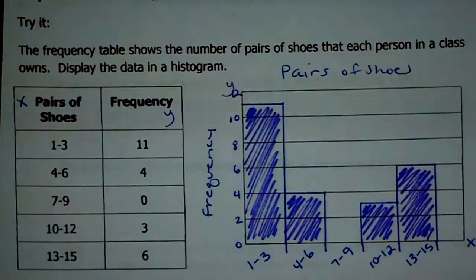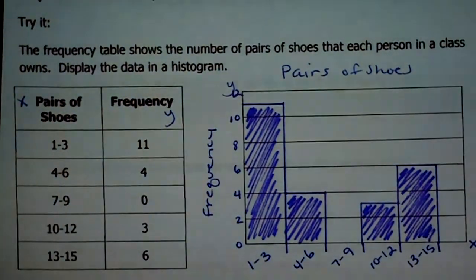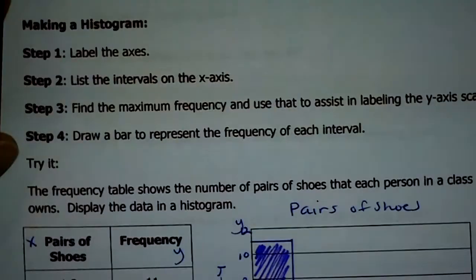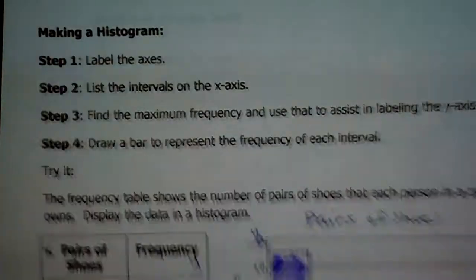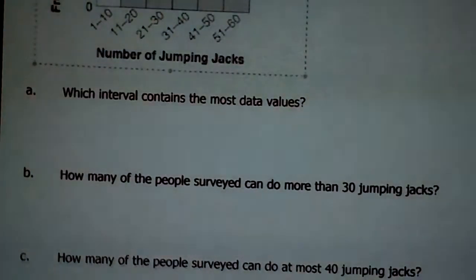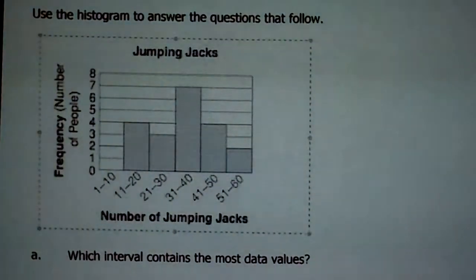All right, so we know how to make one. And if you forgot, the steps are right there. You can refer right back to your notes. Steps 1 to 4 will help you out. Now take a look at the next page, interpreting them. So not only do you need to know how to make it, you have to know how to read it. And I think it's linked. If you know how to make it, then you'll know how to read it.